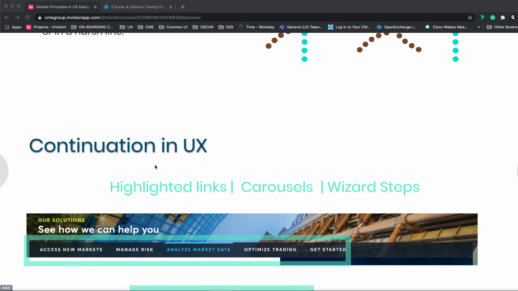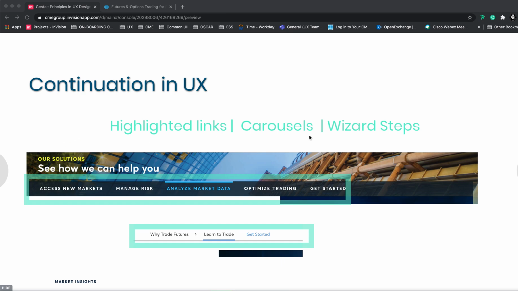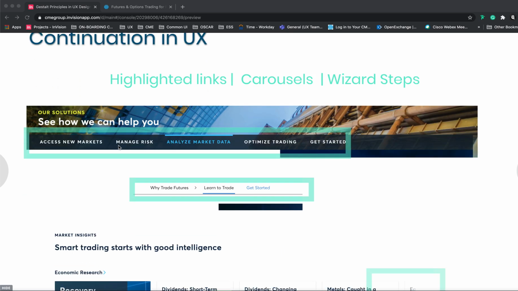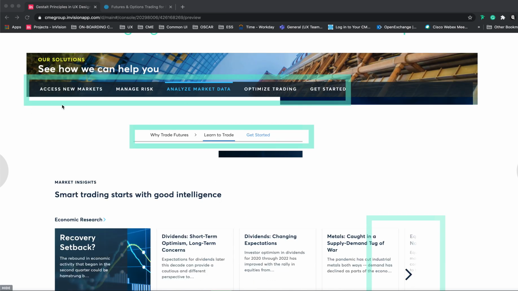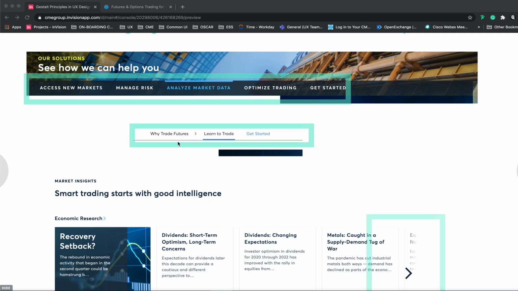So let's look at some examples. I have highlighted links, carousels, and wizard steps. So within what we saw before, highlighted links is the example of continuity when we're guided to move from one object to another, which here, if we click on our links, we are guided to move back and forth, right? And same with this. So if we click this, that also gets highlighted blue, and then we click this, and we have an arrow kind of pointing us to the next thing.